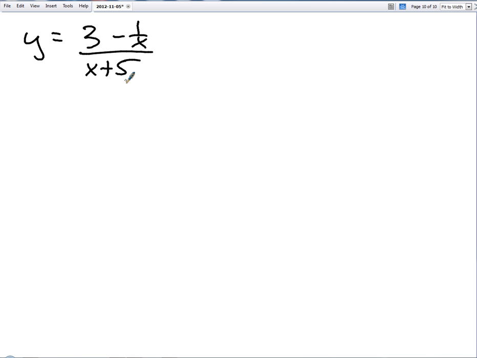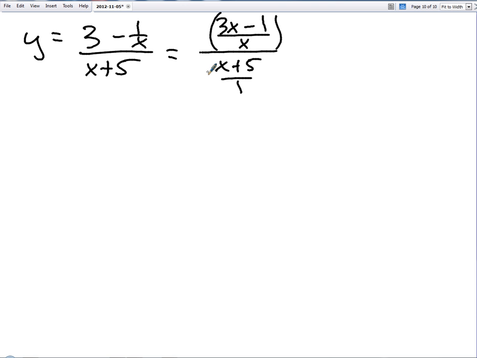So on the top here, we could turn that into one big fraction if we just got a common denominator. What would that be? X. So that means 3 is going to become what fraction? 3x over x, right. And so the top then is just going to look like 3x minus 1 over my common denominator of x, right? Everybody agree? Okay. All divided by x plus 5.